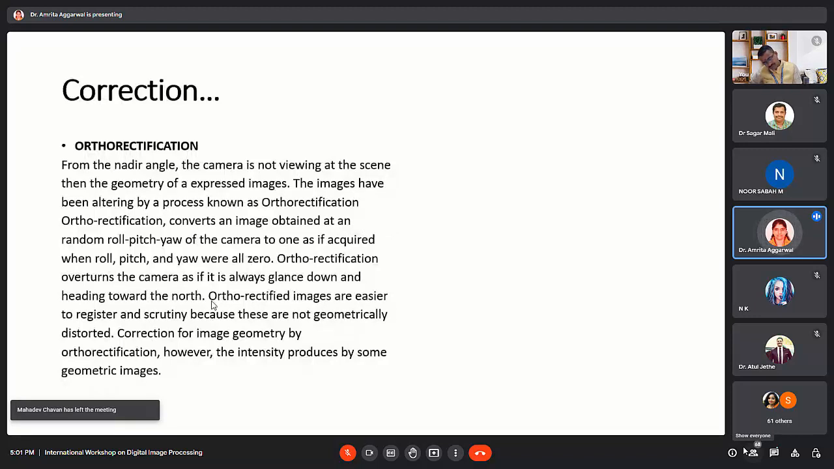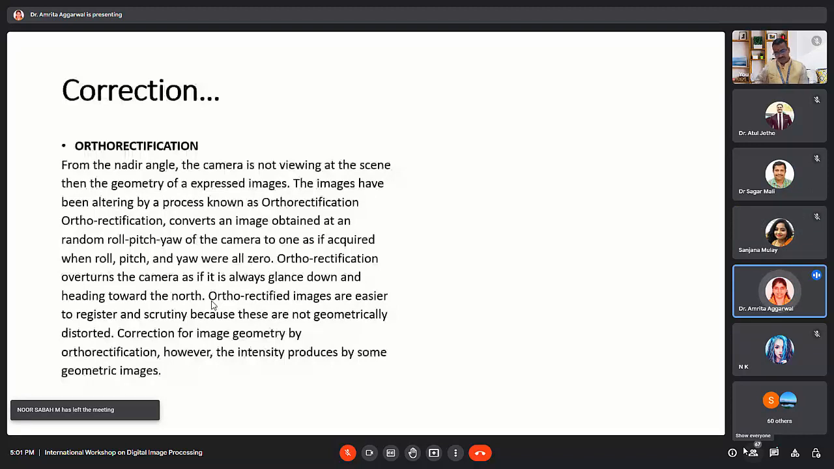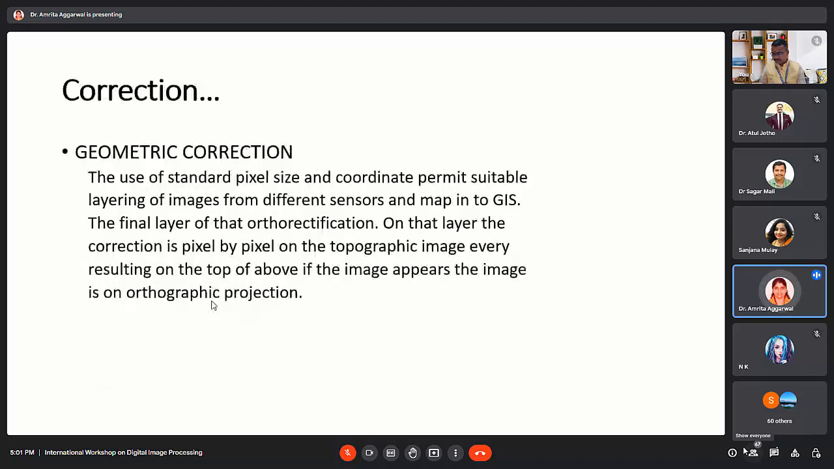If that is to be done properly, and the geometry is incorrect, it is difficult. Suppose you have seen a puzzle: if the puzzle is not cut properly, can you join it? No. Similarly, if the geometry of even one single image is not correct, the entire state cannot be analyzed or georeferenced. So we have to see that all the imageries are geometrically rectified. Ortho-rectification simply means geometric rectification. Rectification means correcting an error. Now there is something called geometric correction.